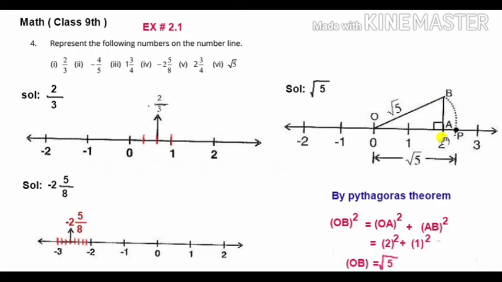We can find any length of a right triangle. This is a right triangle. We can find any length of a right triangle by using the Pythagorean theorem. See, hypotenuse is OB, square, and base is 2 units and perpendicular is 1 unit.